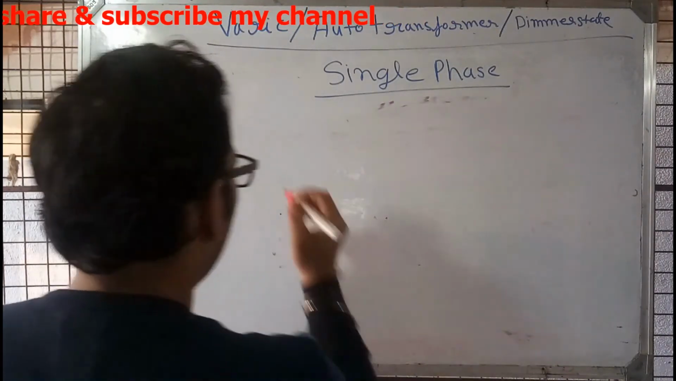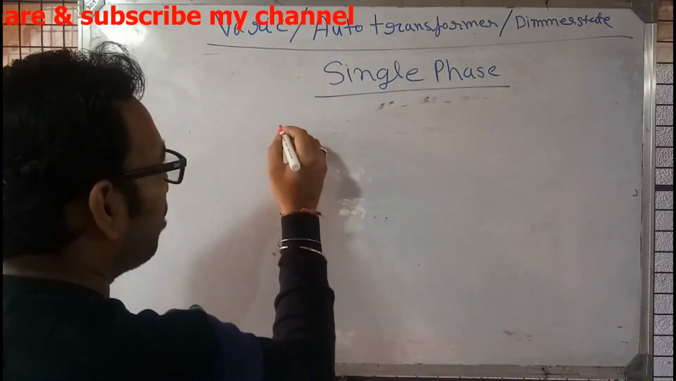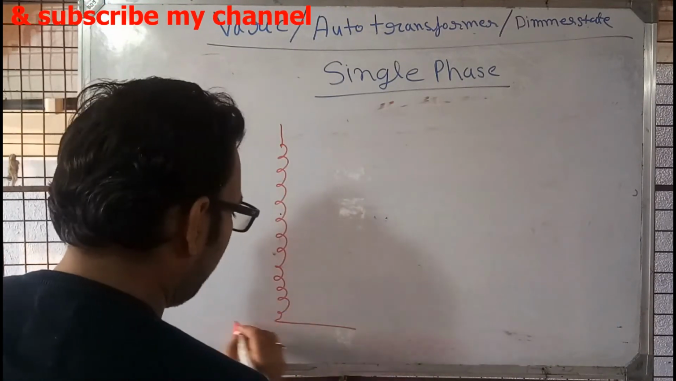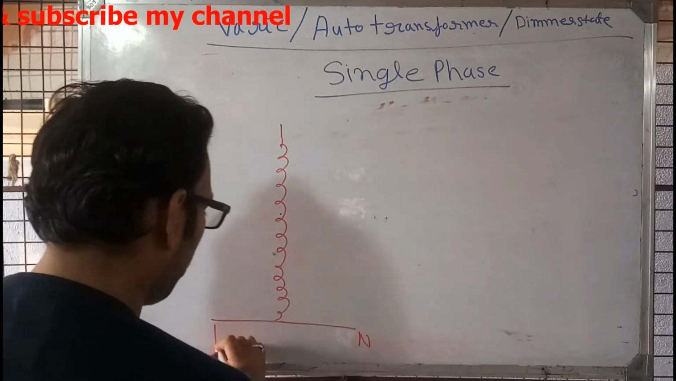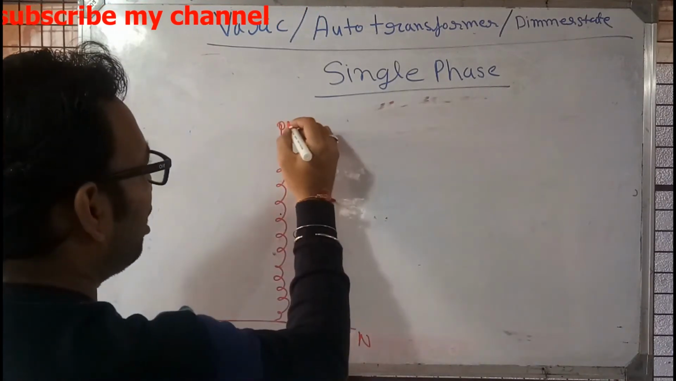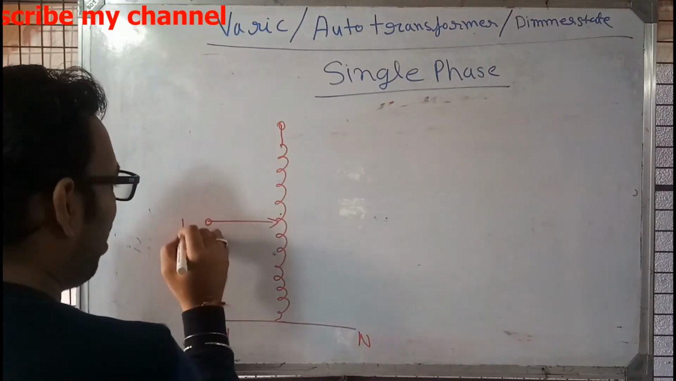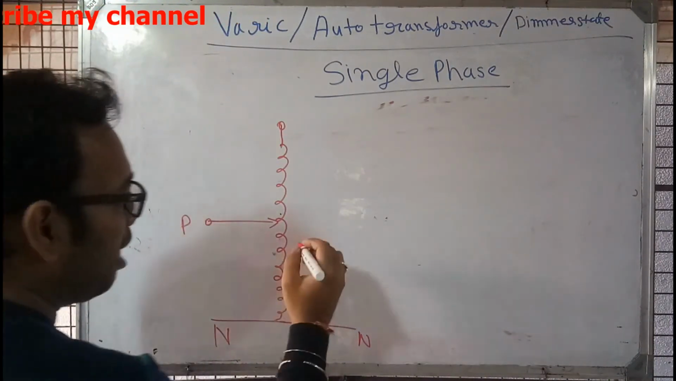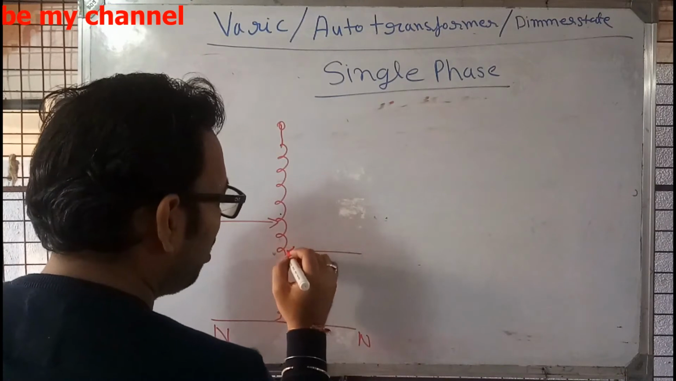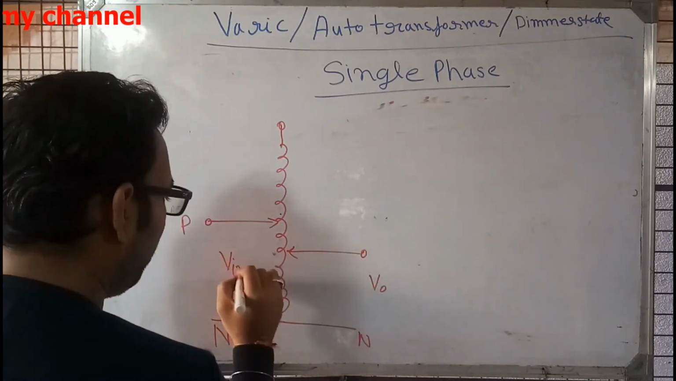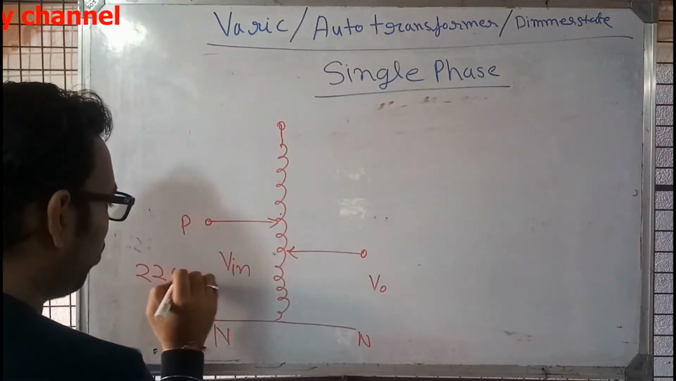Same transformer having maximum turns, this is my turns. This is my common neutral for both primary and secondary, and this is my terminal, and here I am giving the phase, and this is my neutral, and this is my variable terminal, that is called V output, and this is V in. I am giving 220 volt input.